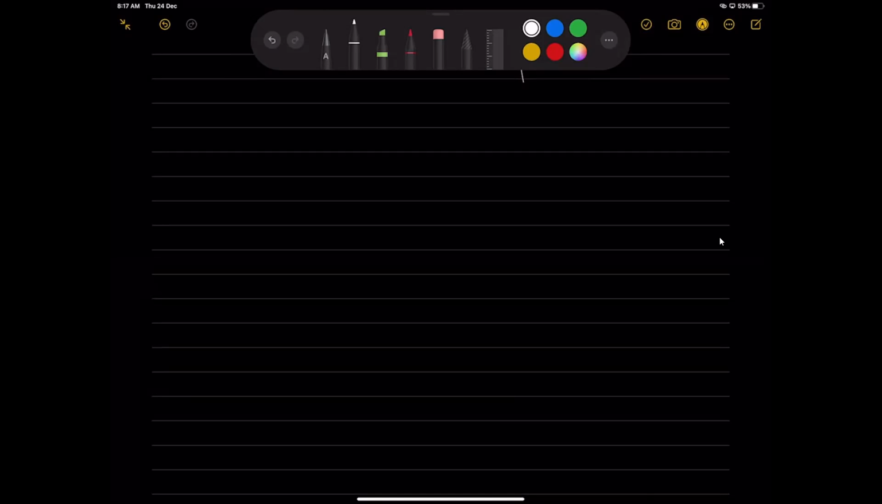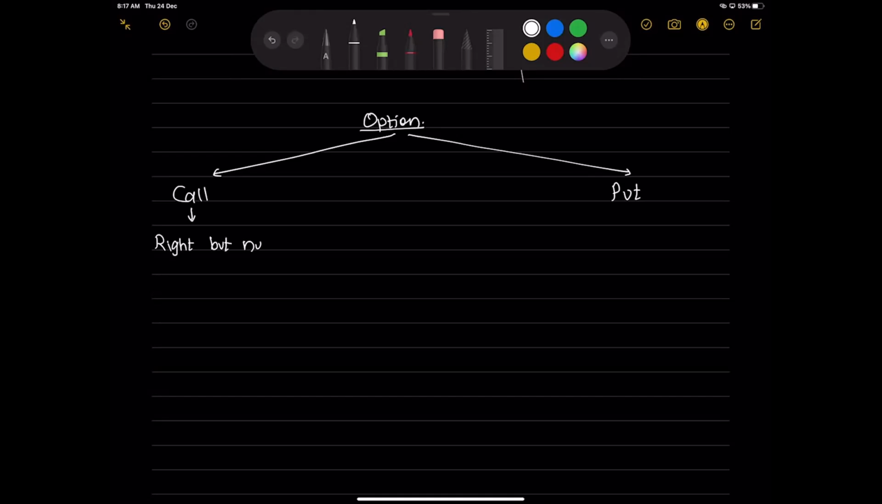So talking about option first, we know that we've got two types of options. One is a call option and the other is a put option. And we have seen that in case of a call option, there is a right but not an obligation to buy. And in case of a put option, there is a right but not an obligation to sell.